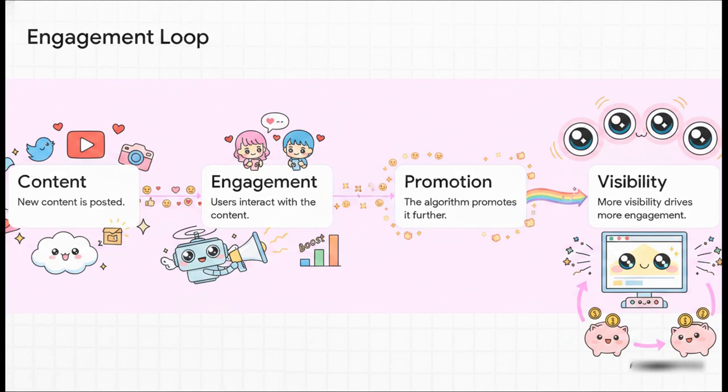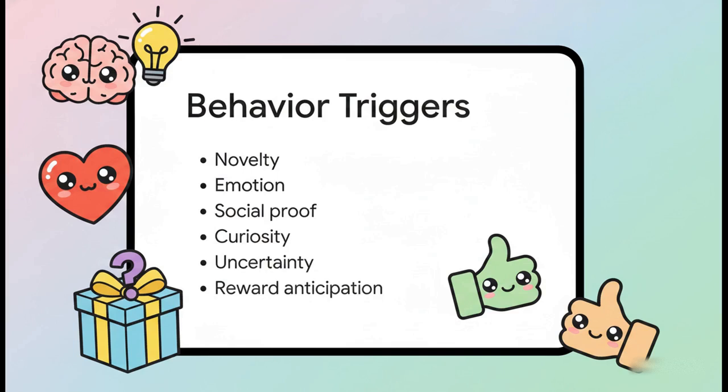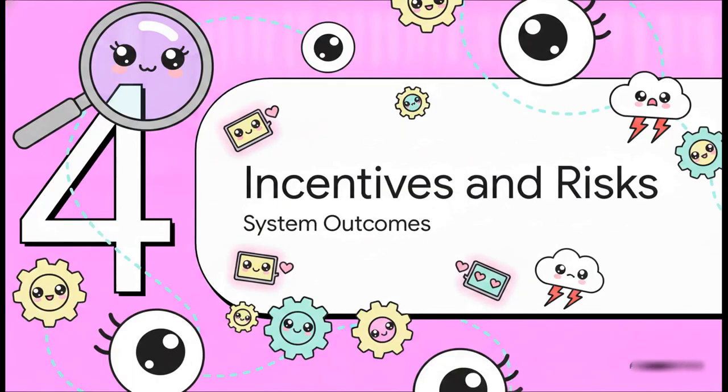It's wild. Creators adapt to what performs, audiences adapt to what is heavily promoted, and the platforms adapt to the engagement patterns. To keep this massive loop spinning, digital systems optimize around core psychological stimuli. Actually, it's the exact same behavioral triggers you'd find in a casino slot machine. Novelty, intense emotion, social proof, deep curiosity, and that unpredictable anticipation of a reward. Now, it's not necessarily malicious manipulation, it's simply a system acting exactly on its incentive structures to keep you continually pulled in. Let's step back and look at Section 4, system incentives and risks.